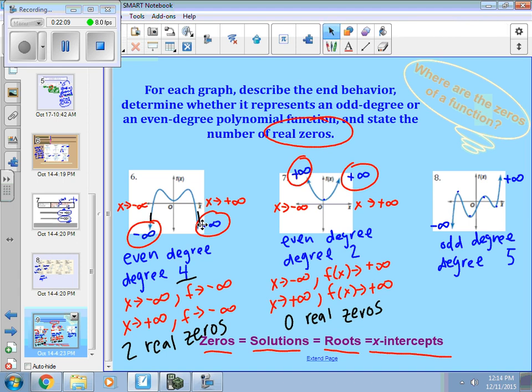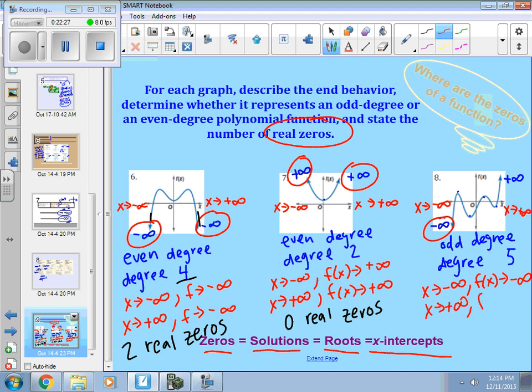All right, let's write out the end behavior. The left side is where x goes to negative infinity. What's our graph doing on that side? It looks like it was going to negative infinity. On the right side, that's when x goes to positive infinity. What's our graph doing on this side? It was going to positive infinity.